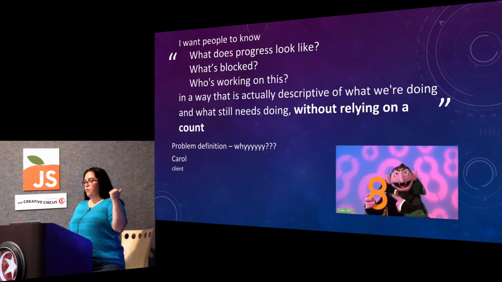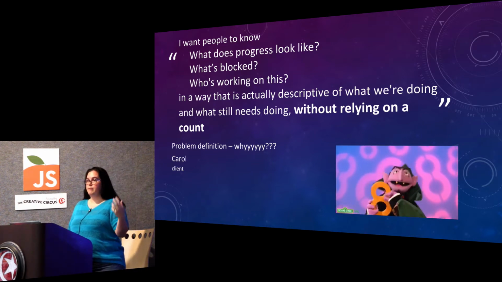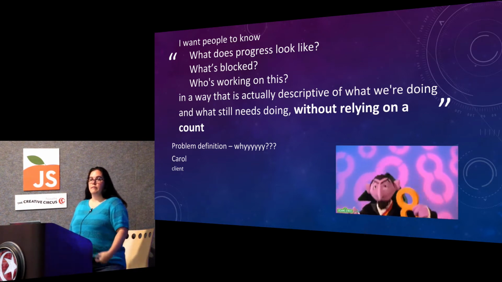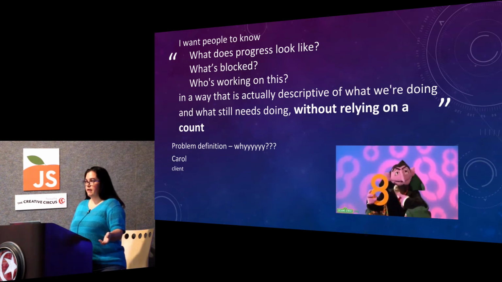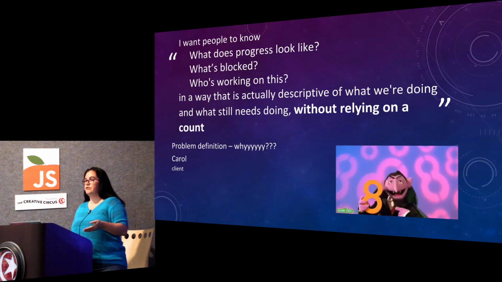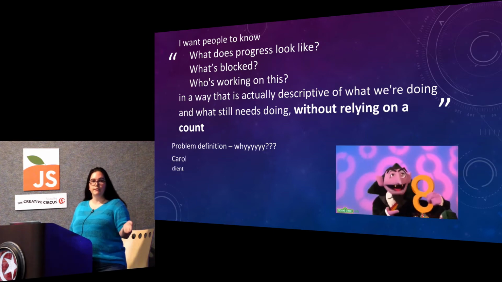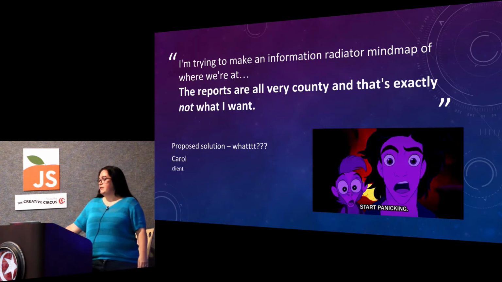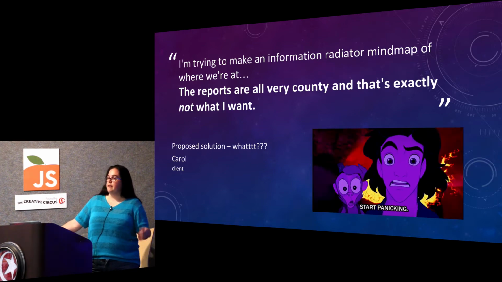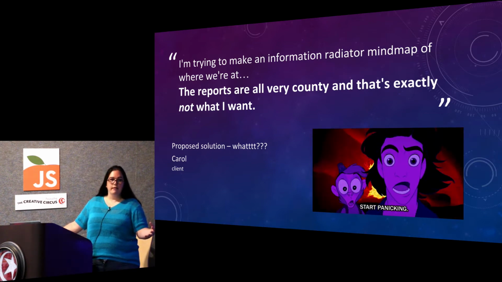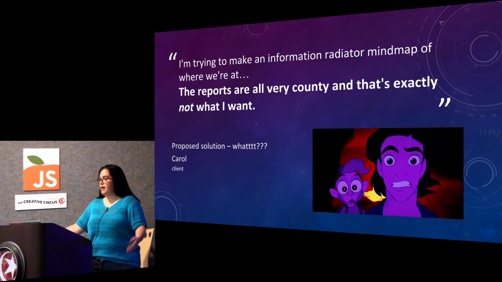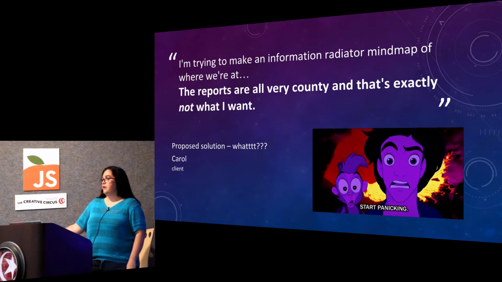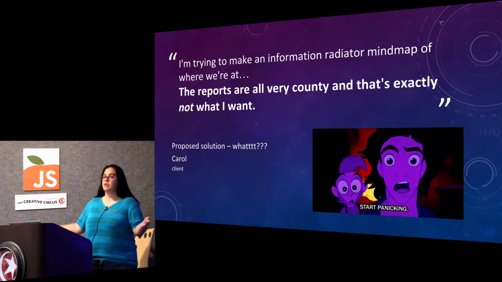So we're talking about wanting to be able to describe the work in a way that was not statistical. All the reporting that she had been asked for and had available to her was very count-y. She said she wanted to be able to talk about things in a more qualitative way, in a more contextual way. And so what we wanted to do was create something called a mind map as an information radiator.